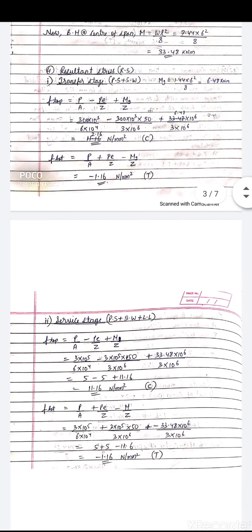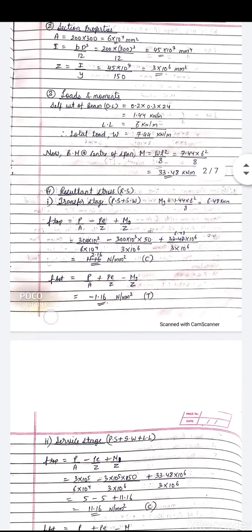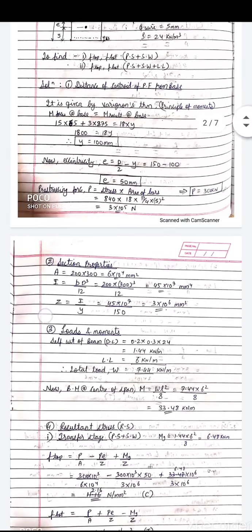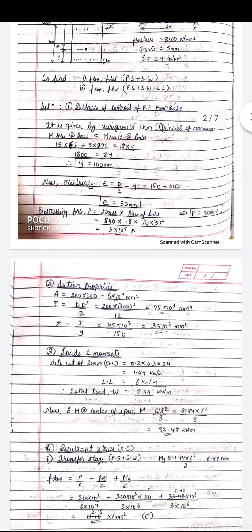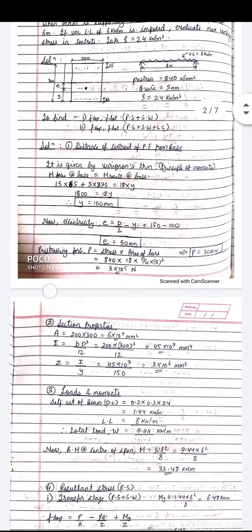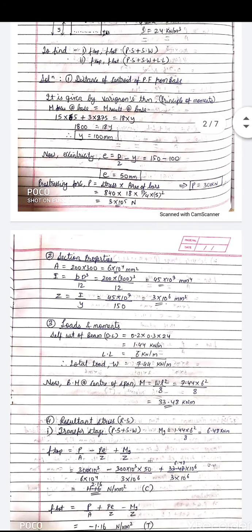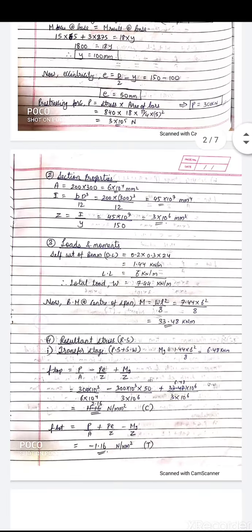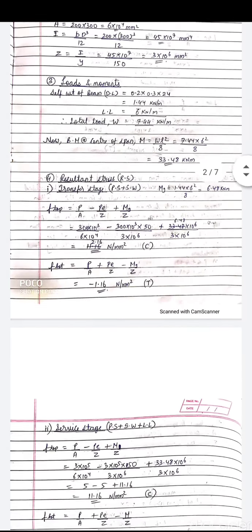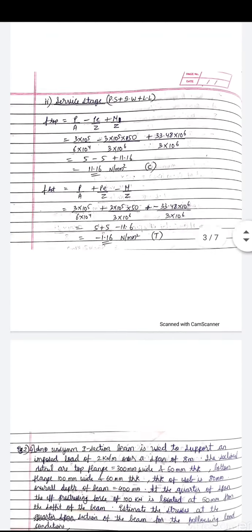So this is how you're going to solve this problem. So I hope it is clear now. To find out the resultant stress, first you will find out the eccentricity. For the eccentricity we had to find out the distance of the centroid of the pre-stressing force from the base, and the rest of the procedure is similar as we have done in the first question. So now let us go to the second question.